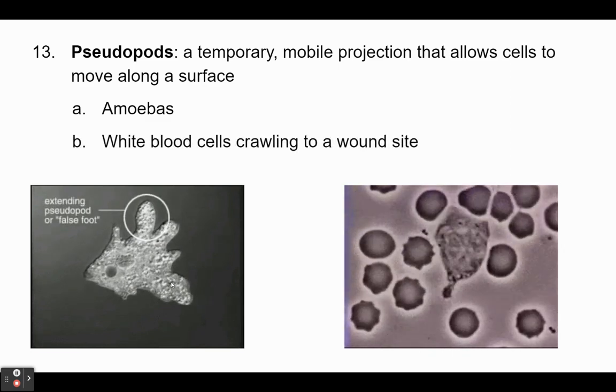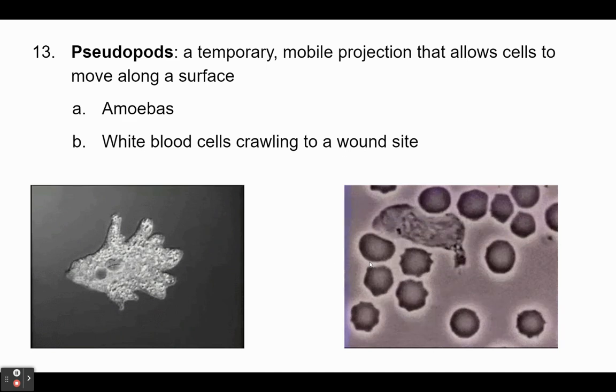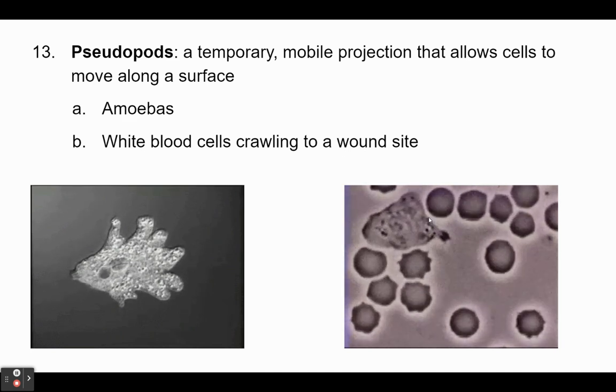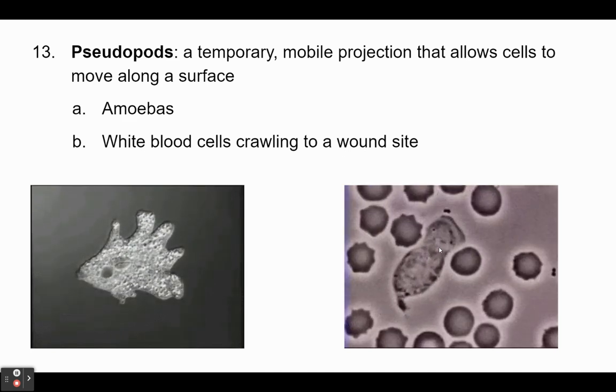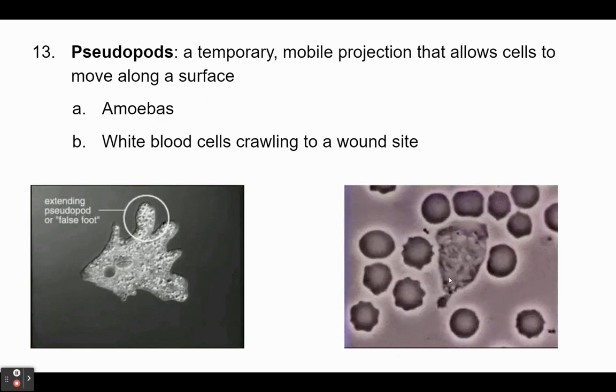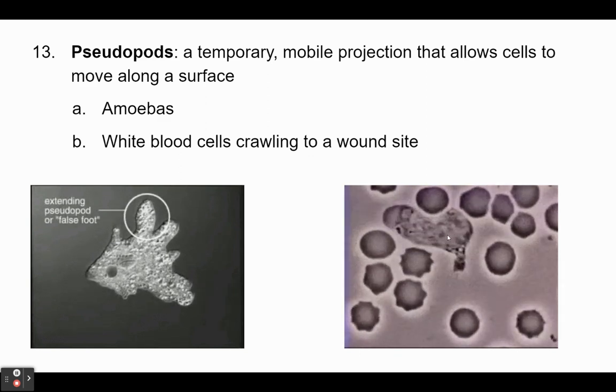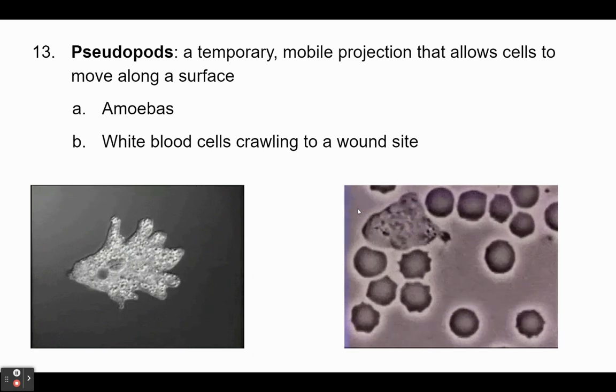White blood cells crawling to a wound site will also use pseudopods. Here's a white blood cell migrating in between red blood cells, and you can see it extending its pseudopod and then kind of pulling itself towards where the pseudopod is going.